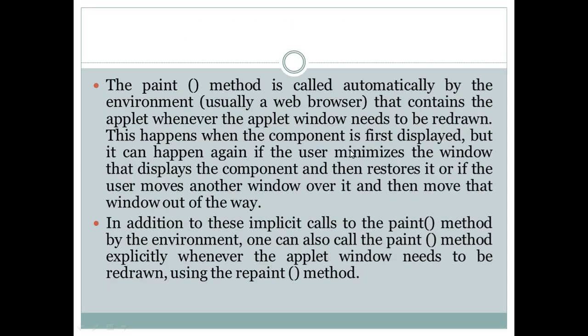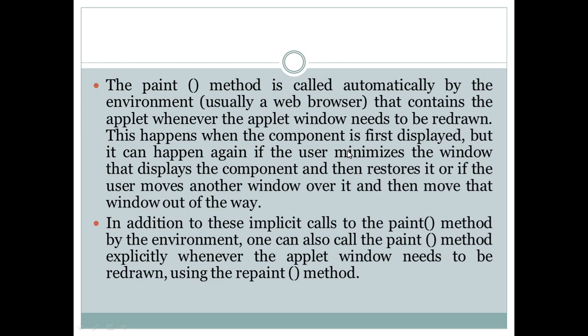Now the paint method is called automatically by the environment, usually by the web browser that contains the applet, whenever the applet window needs to be redrawn. This happens when the component is first displayed, but it can happen again if the user minimizes the window that displays the component and then restores it, or if the user moves another window over it and then moves that window out of the way. In the same way, the paint method is called automatically the first time, usually by the web browser that contains the applet, whenever the applet window needs to be redrawn.